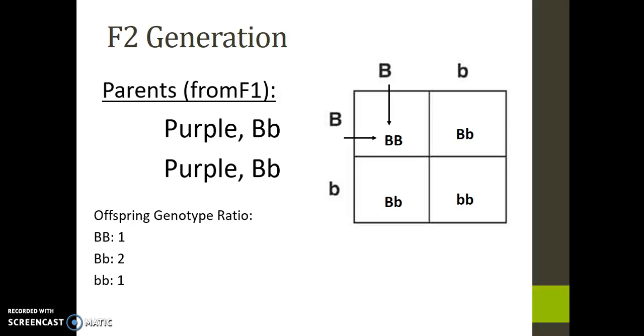So now for our genotypic ratio, there's one that is homozygous dominant, two that are heterozygous, and one that is homozygous recessive. So this is where we get our 3-to-1 ratio of 3 purple flowers to 1 white flower.